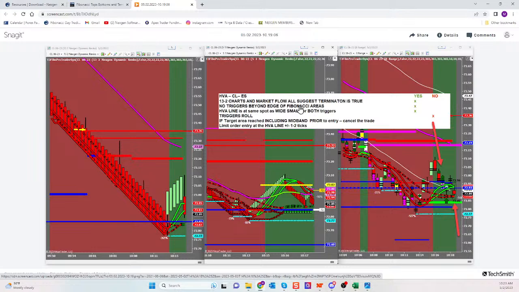Gary, looking for the HVA, right? HVA, the same spot as wide triggers, small triggers? The answer is no. Great. Great job, Gary.